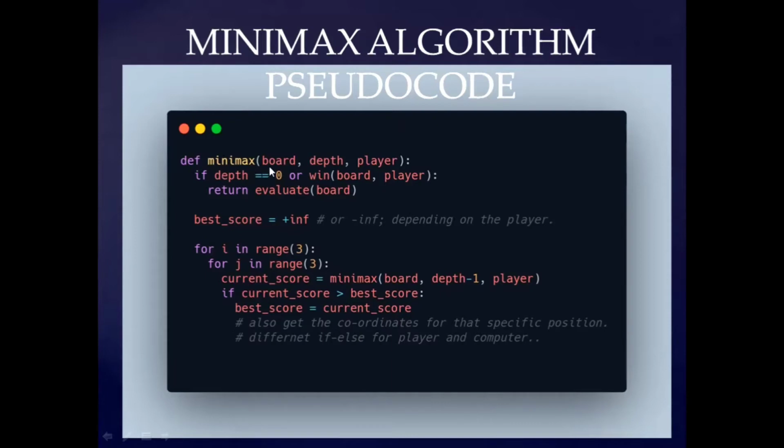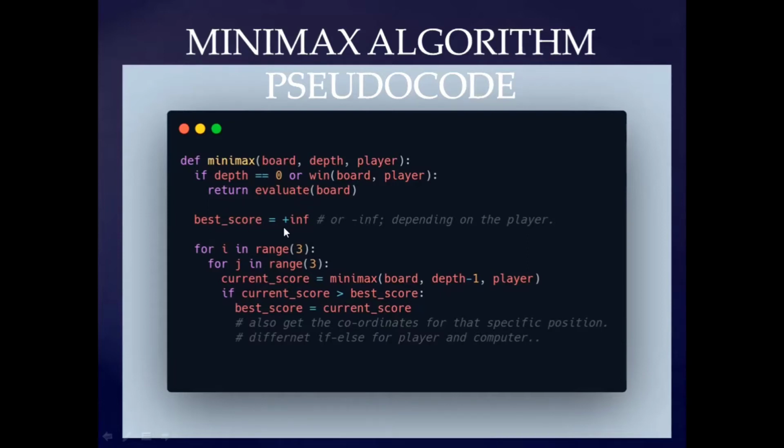So this is def minimax. We give it a board and we give it a depth. The depth is how deep the computer should actually go. Do I need to think 5 steps ahead? Do I need to think 9 steps ahead? Do I need to think 1 step ahead? That's what it is. And if the depth is 0, or if any one of them has won the game, then it doesn't matter. Just return evaluate board and you say who has won.